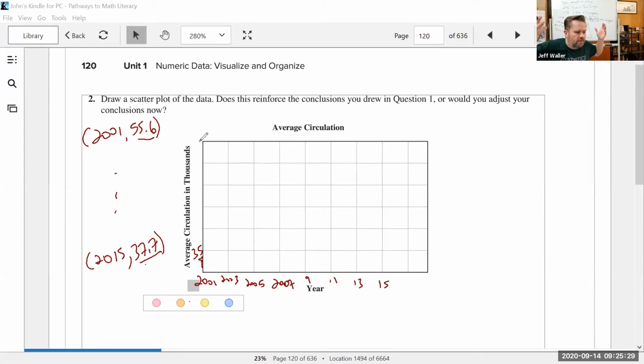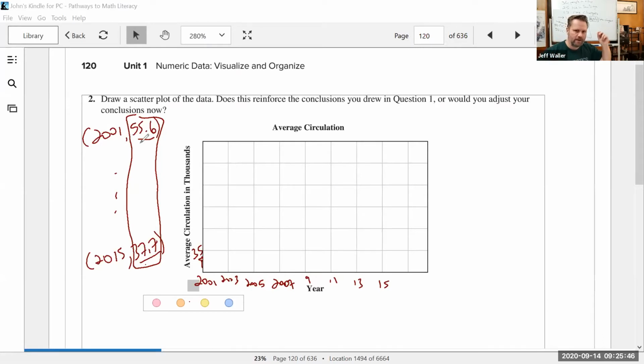Right? I always try to start with a nice scale, and 5s is not a bad scale. I have to be able to show points that go between 37.7 and 55.6. You guys, we stop for a minute. Let me know if you have a question. Does anyone have a question?